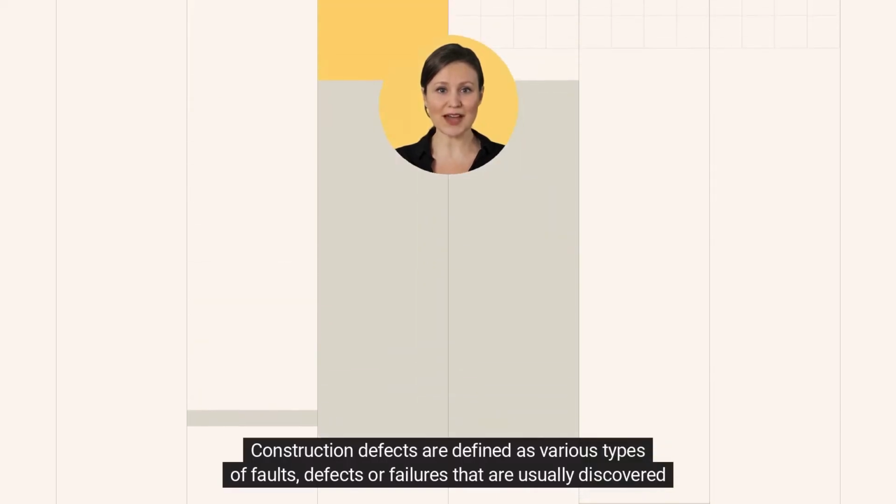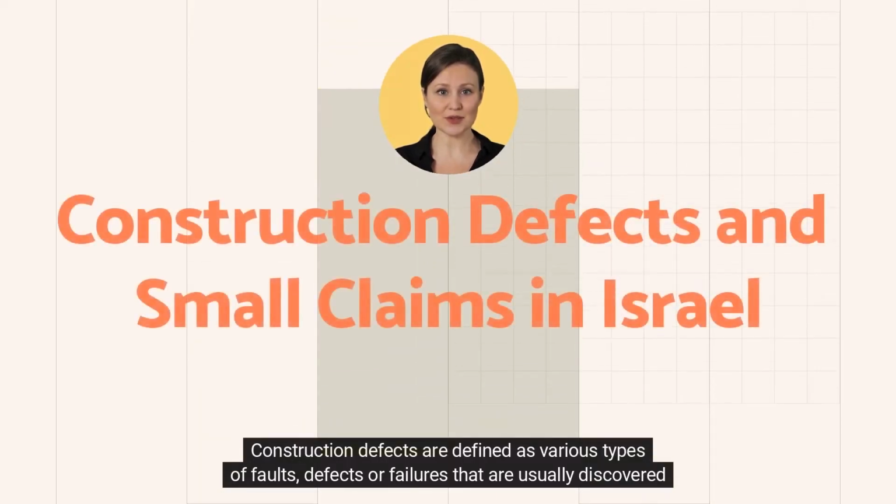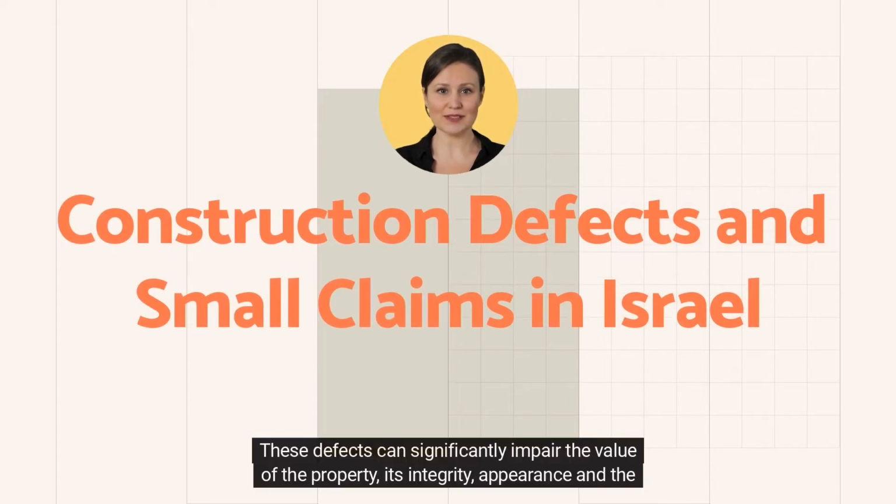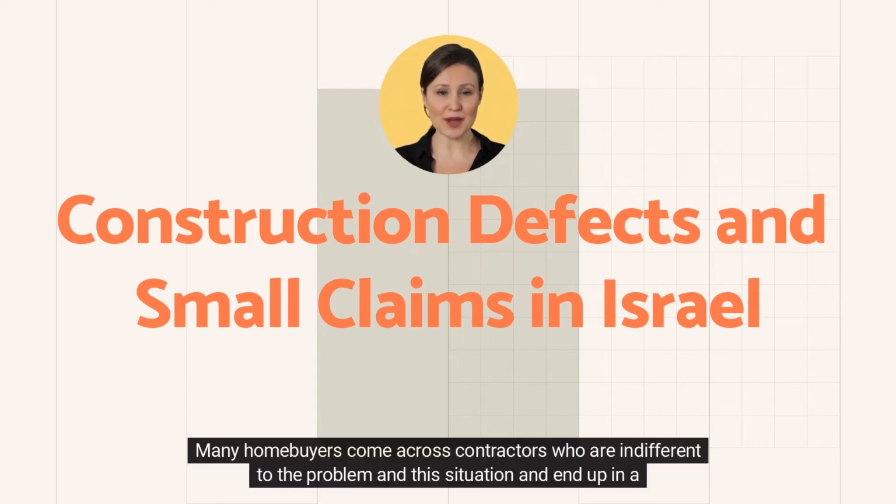Construction defects are defined as various types of faults, defects, or failures that are usually discovered in apartments purchased from a contractor. These defects can significantly impair the value of the property, its integrity, appearance, and the enjoyment of its users. Many homebuyers come across contractors who are indifferent to the problem and end up in a situation where they are facing a broken trough.